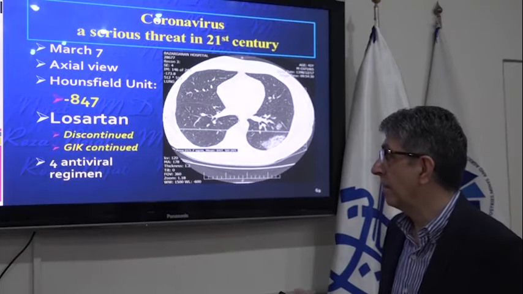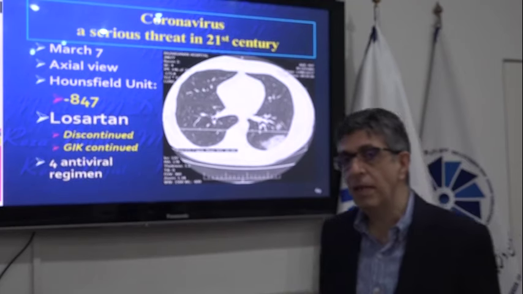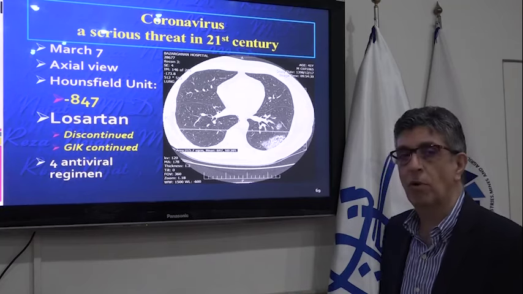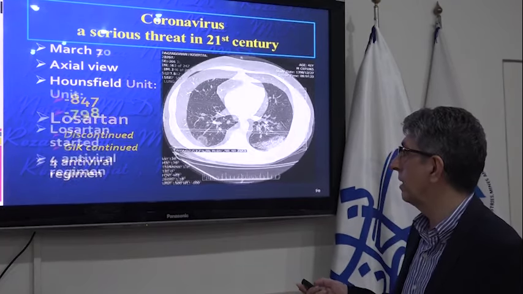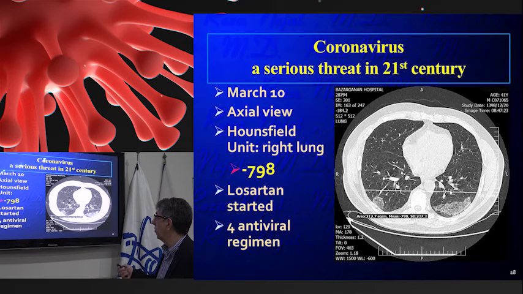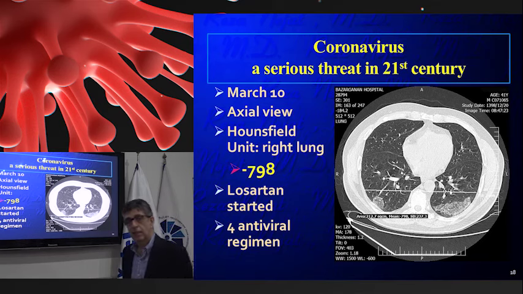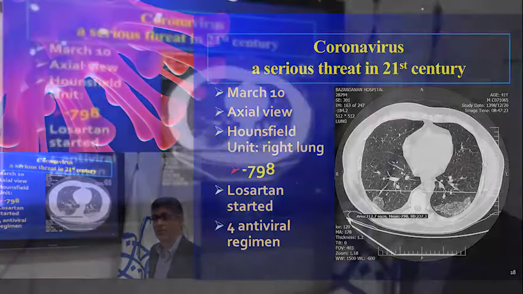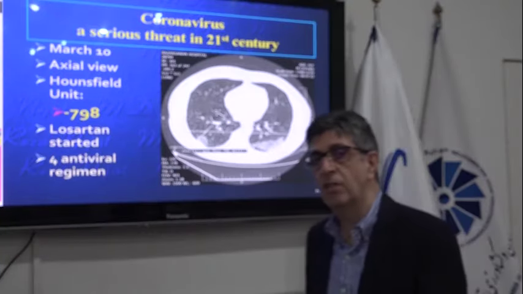Because we didn't want Losartan to harm the patient, we discontinued it, but GIK and the 4 antiviral drug regimen continued. Let's see what happened. On March the 10th, just 3 or 4 days after the cessation of Losartan, we can see the general appearance of the right lung with the opacities and a new opacity here.